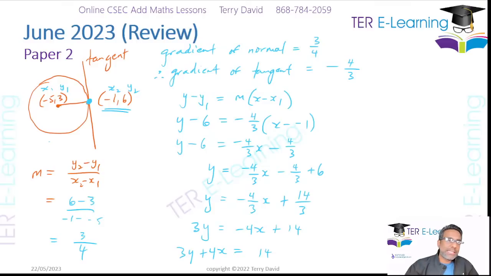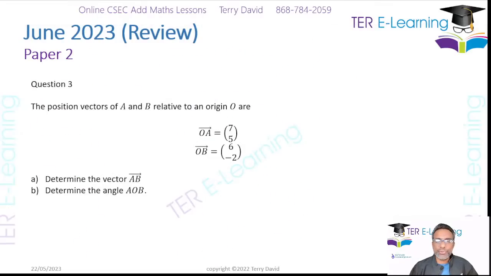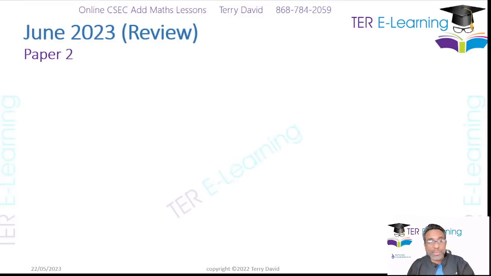Right, so that is circle geometry. Not going to do every single possibility here, I'm just going to do one example. The next thing here that will come as your question 3 is vectors. Vectors fall into this question as well.